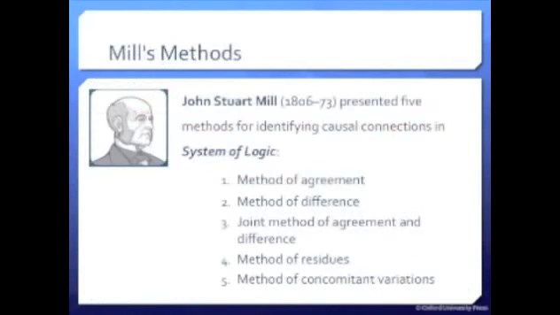John Stuart Mill was a British philosopher. He wrote on philosophy of science, ethics, political philosophy, and economics. He developed the basic principles of experimental science in the System of Logic, which was first published in 1843.